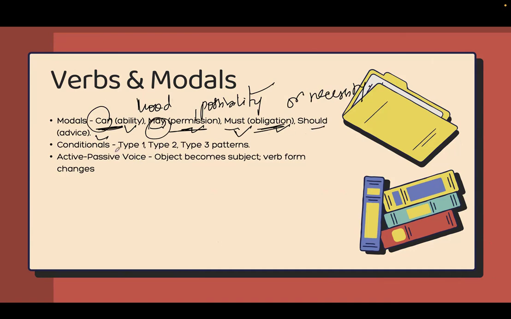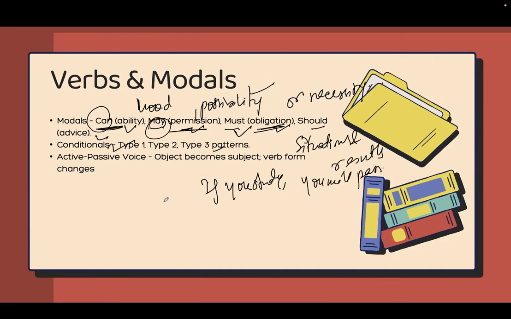The next head is the conditionals. Conditionals talk about situations and results. Okay. Type 1, type 2, type 3 patterns. We have done this in our class, but let's go through it again. If you study, okay, you will pass. This is a real possibility, right? This is the real possibility for the condition.